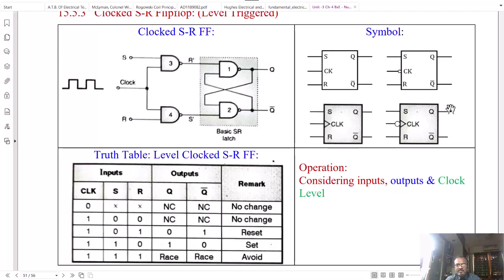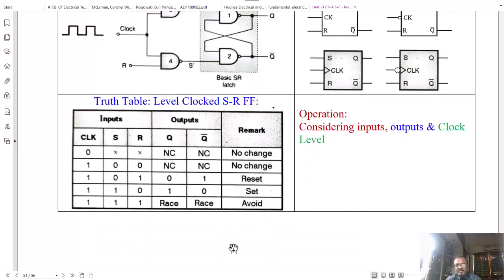The edge triggered flip-flops are only changing the status of the output on edges. The truth table of the SR flip-flop with clock is shown as a third input. Say when clock is altogether 0, then S input can be don't care, R input can be don't care. This cross indicates the don't care input. Don't care means it can be either 0 or 1. It doesn't have any effect. That is indicated by the cross sign.